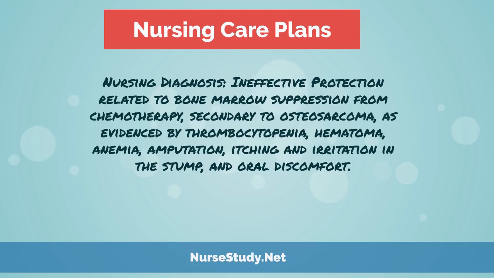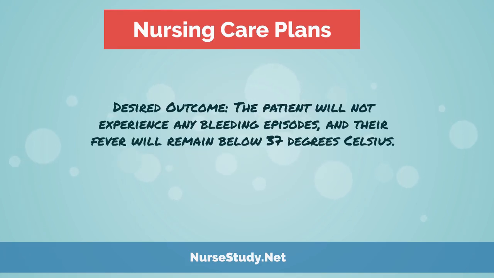Nursing diagnosis: ineffective protection related to bone marrow suppression from chemotherapy, secondary to osteosarcoma, as evidenced by thrombocytopenia, hematoma, anemia, amputation, itching and irritation in the stump, and oral discomfort. Desired outcome: the patient will not experience any bleeding episodes, and their fever will remain below 37 degrees Celsius.